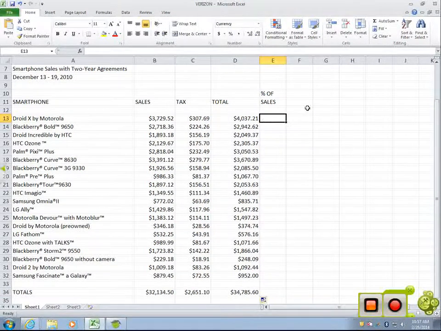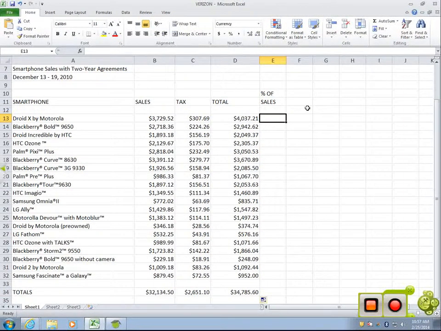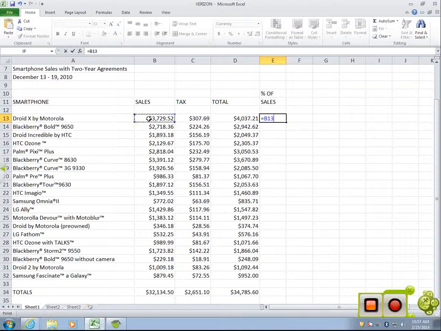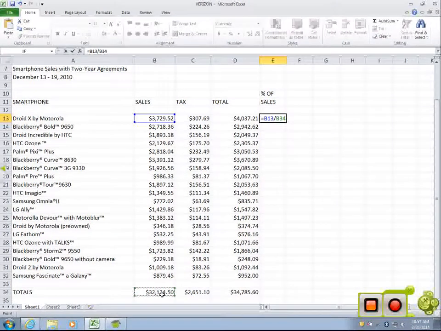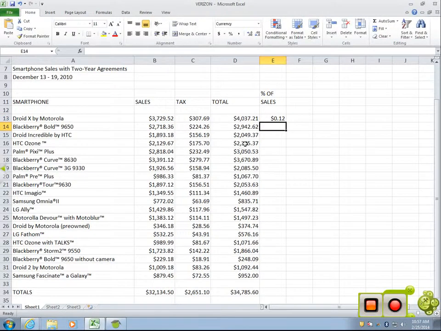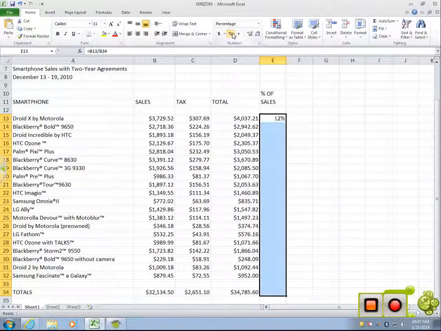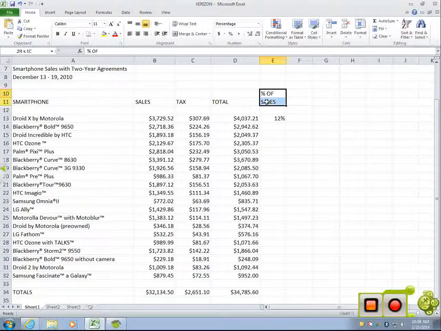So, my percent of sales. Okay? My percent of sales for the Droid. What percentage of the sales did it make up? What I'm going to do for this is, this is just a math problem, right? I'm going to say equals the sales of the Droid divided by the total sales. Okay? And what's going to happen? Oh, that's not a dollar sign I want there, is it? I need this to be percents, because this is a percent of sales.